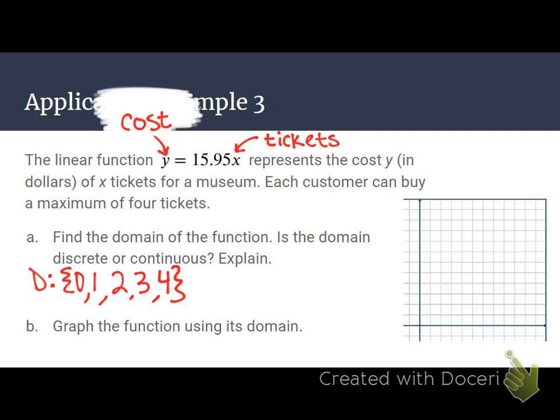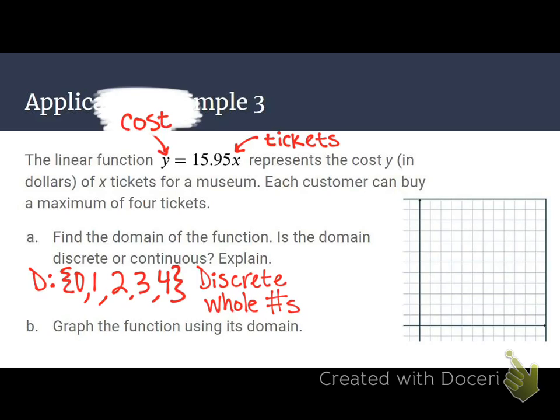So is this domain discrete or continuous? Discrete, because they have to be what kind of numbers? Whole numbers. Okay, so they have to be whole numbers. They can only be certain numbers. You can't buy fractions of a ticket.